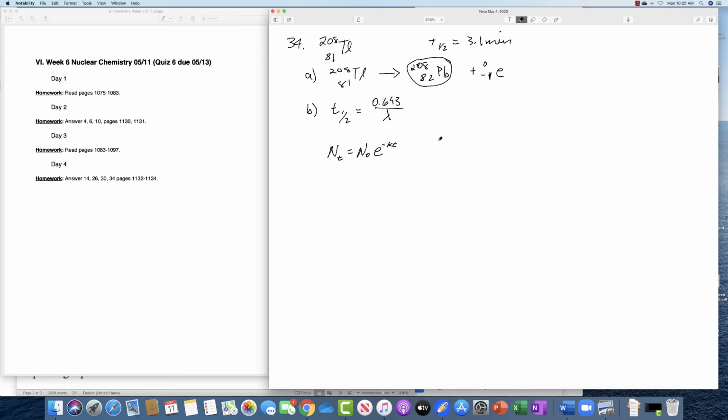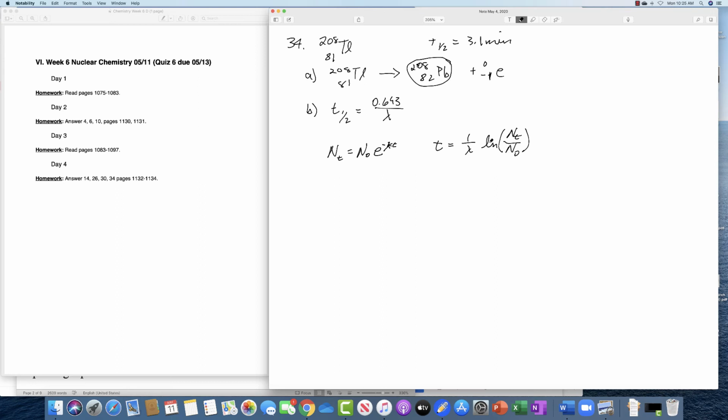Now this can be solved for a separate T. Solving for T, you get 1 over lambda, actually it's better to call it lambda than K, 1 over lambda times the natural log, which is the inverse of e raised to a power, of the amount of sample after the time has passed over the amount of sample you started with. This is the equation you need if someone tells you a certain amount of time has passed and they want to know how much sample is left.